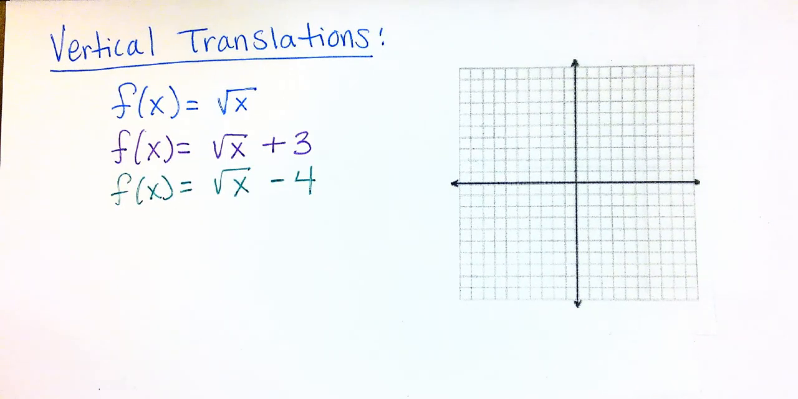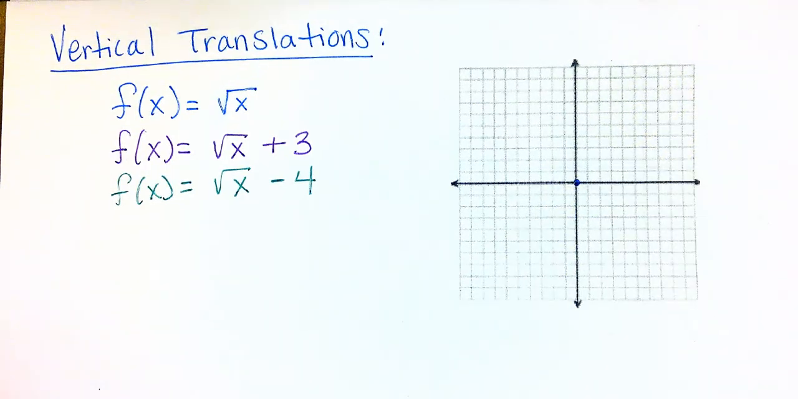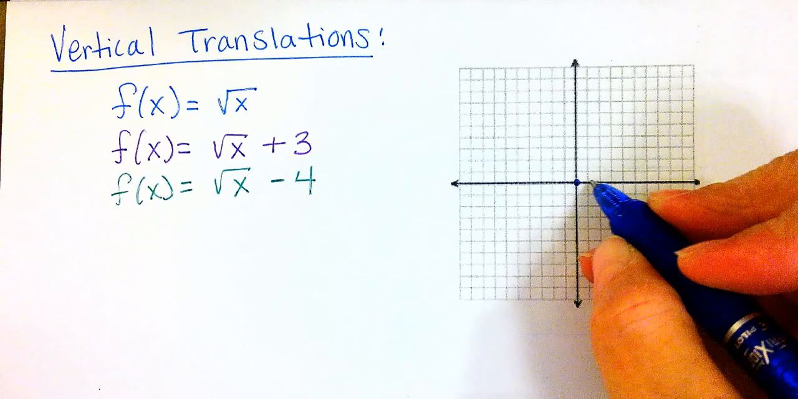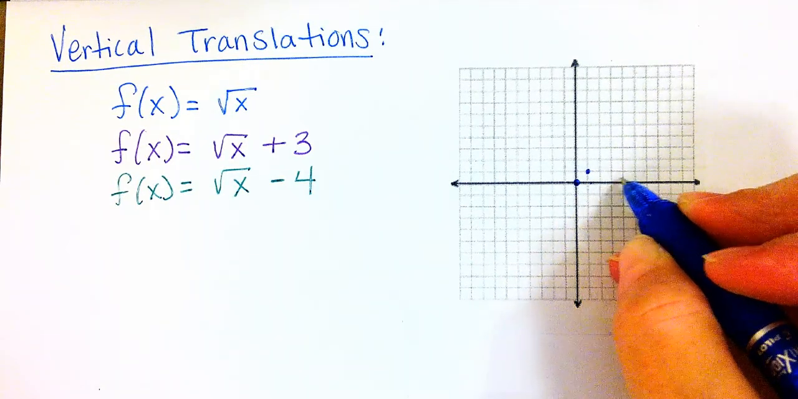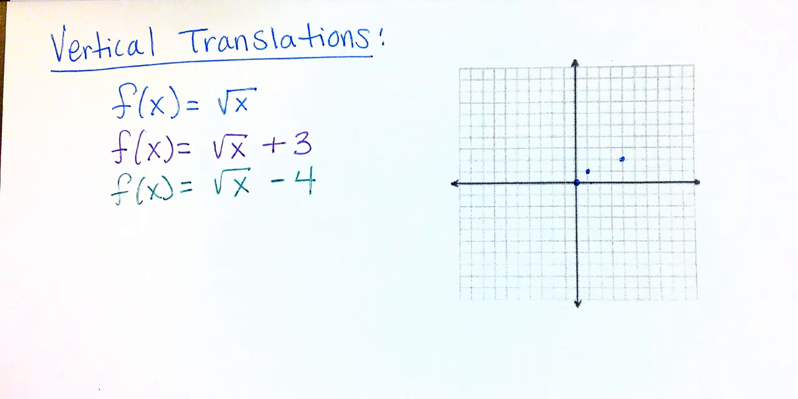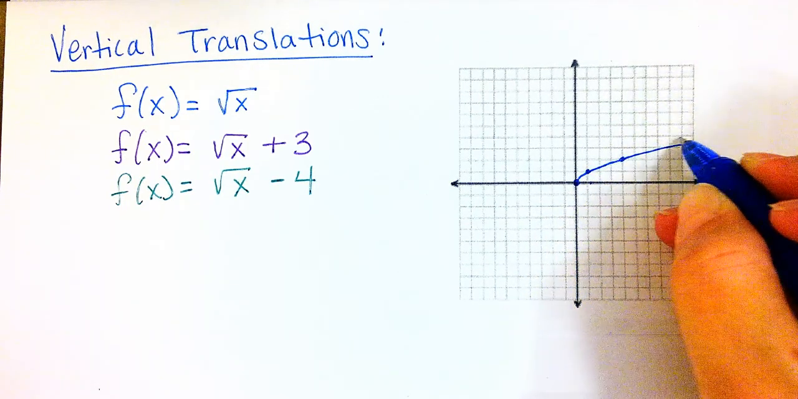Today we're talking about vertical translations on a square root function. First, we want to just graph the regular parent function, square root of x. So we have this here in blue. This is going to start at the origin. It will have the points (1, 1) and (4, 2) on the graph. So let's graph this function.